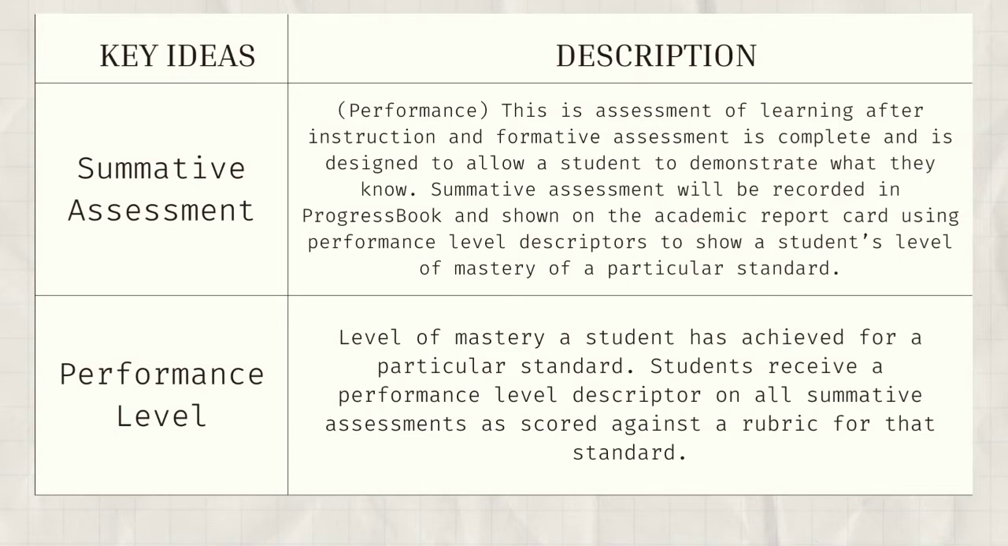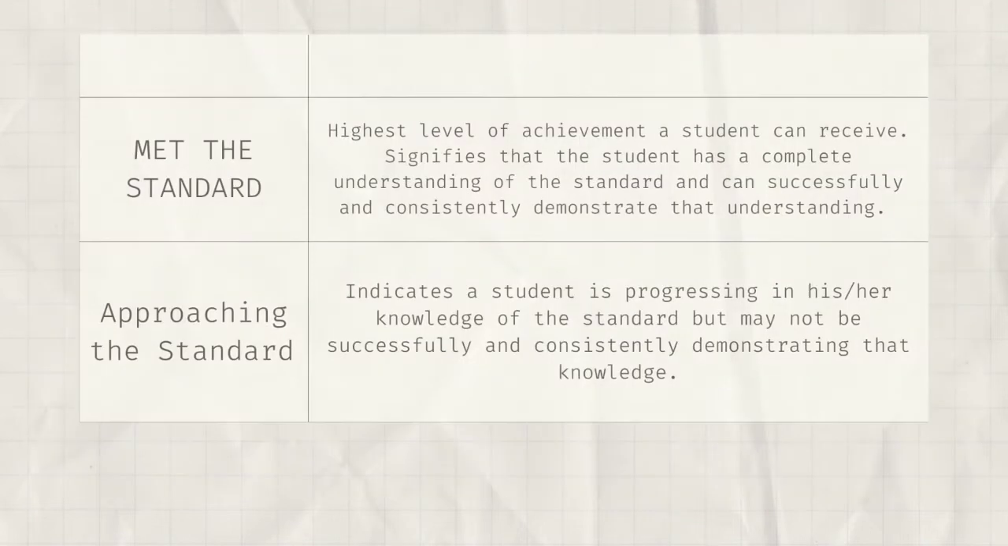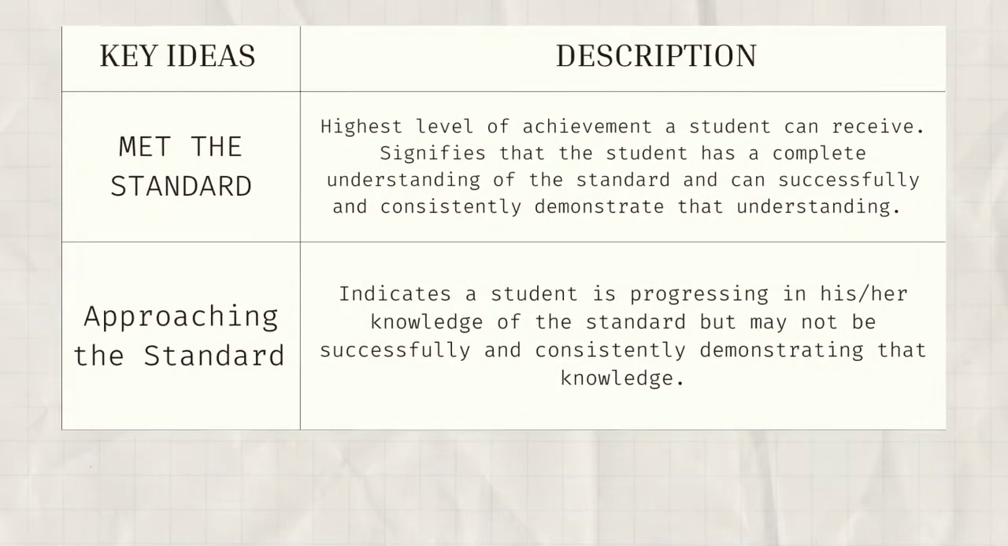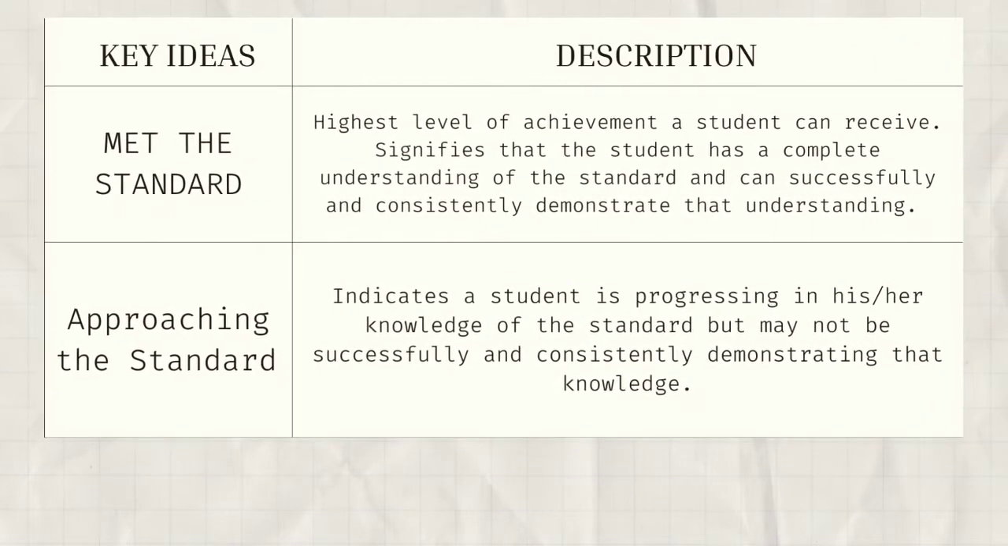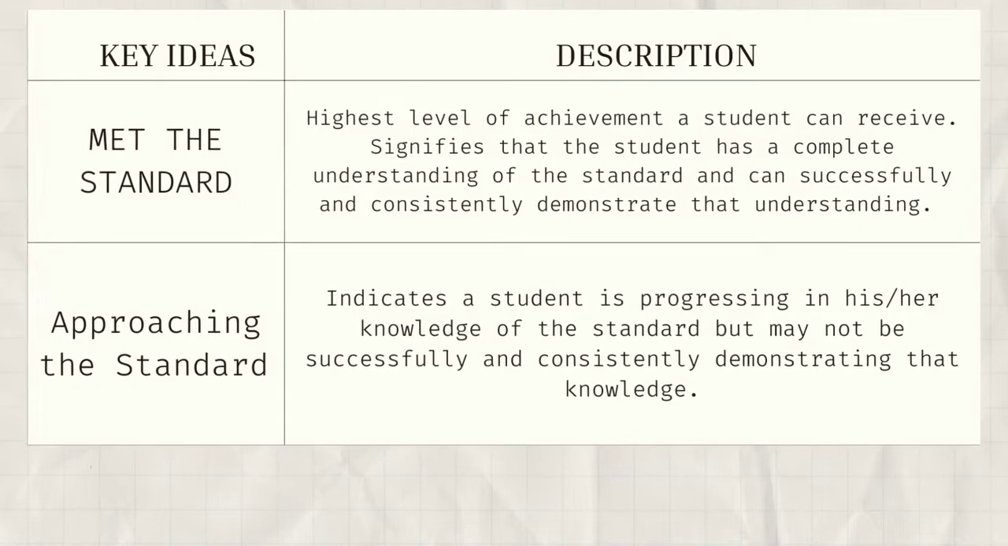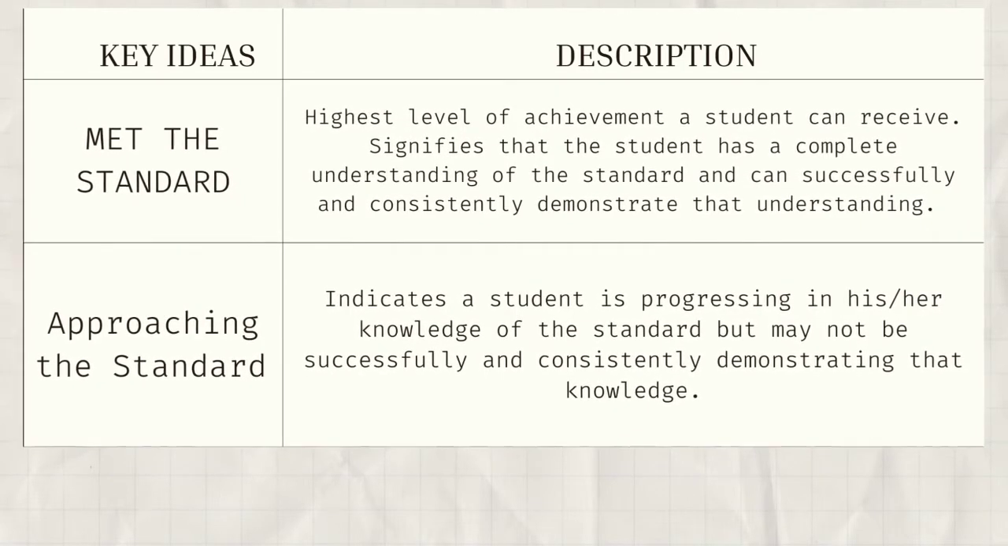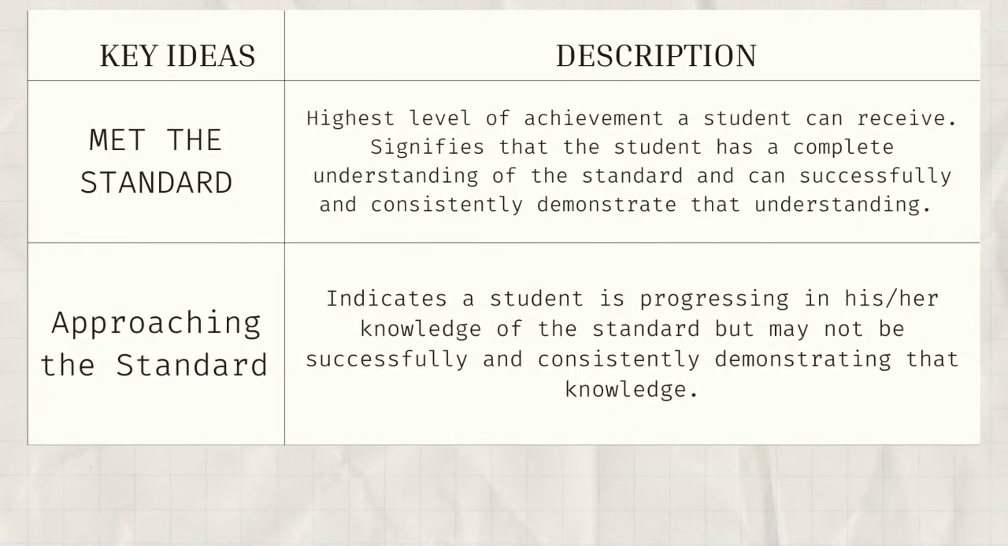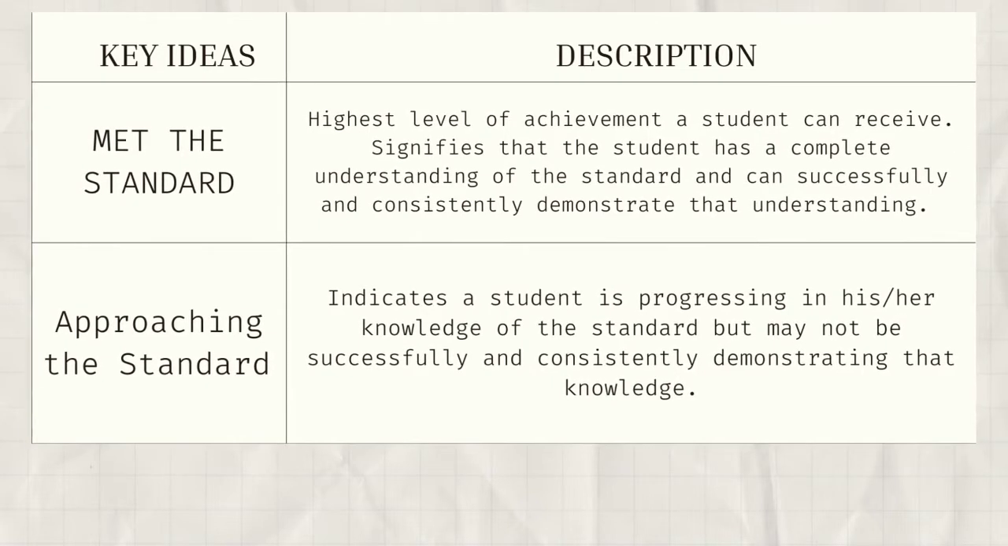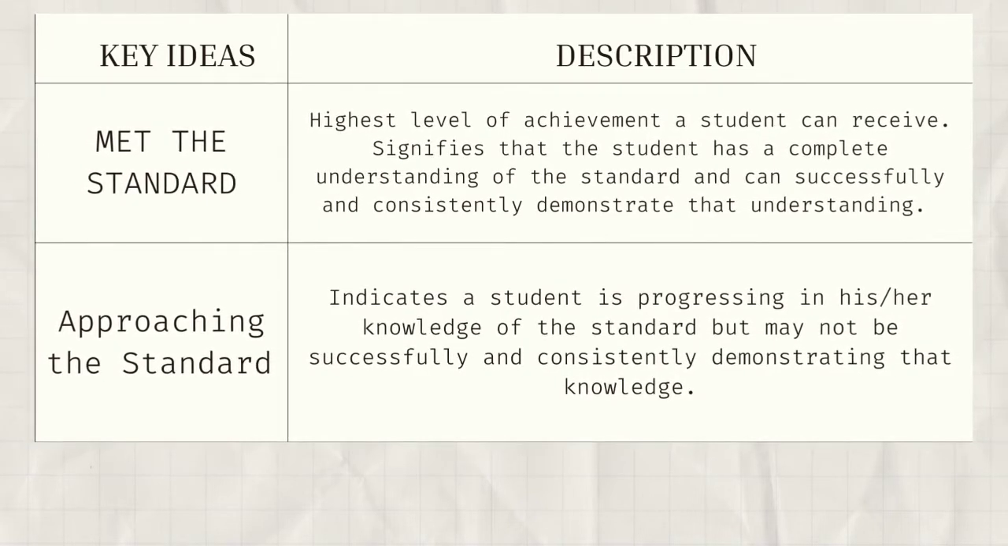Performance level: the level of mastery a student has achieved for a particular standard. Students receive a performance level descriptor on all summative assessments as scored against a rubric for that standard. Met the standard. This is the highest level of achievement a student can receive. It signifies that the student has a complete understanding of the standard and can successfully and consistently demonstrate that understanding.